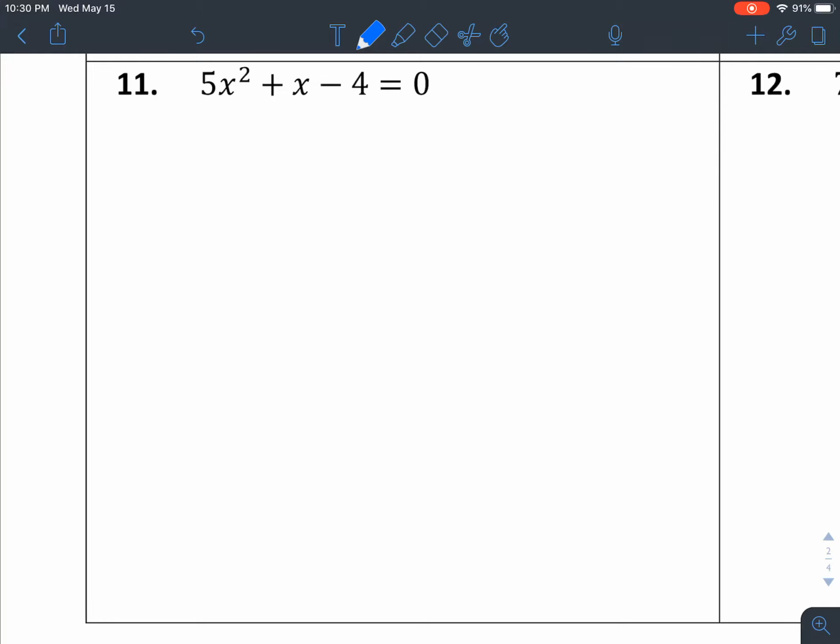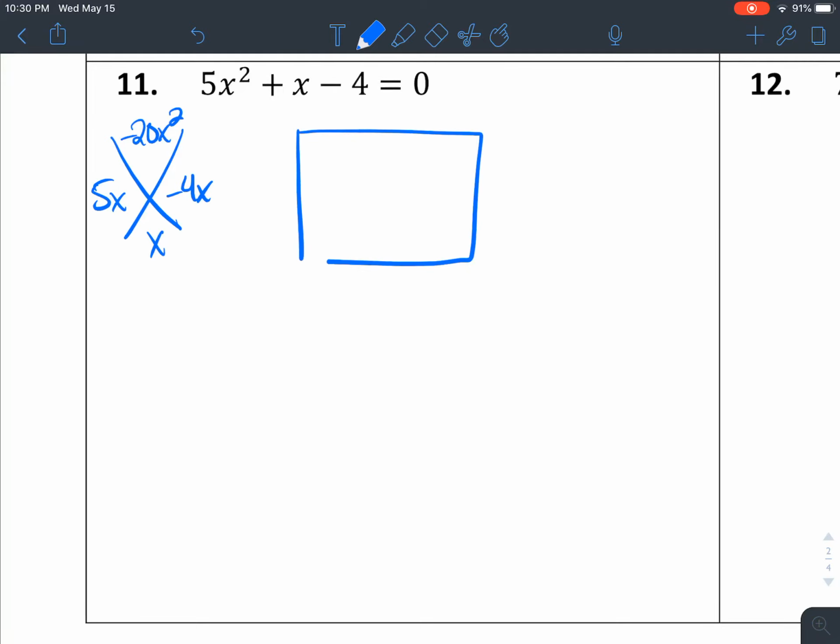So for this one, if we wanted to try and do Xbox factoring, just a little recap for those that want to try this. Remember, Xbox factoring, the top of your x is the product of your first and your last term. So 5x squared times negative 4 is a negative 20x squared. The bottom of your x is just that middle term, so just positive 1x. So you're trying to figure out what two numbers multiply together to be negative 20x squared that add up to a positive x. And in this case, 5x and negative 4x multiply together to be negative 20x squared, but add up to a positive 1x.